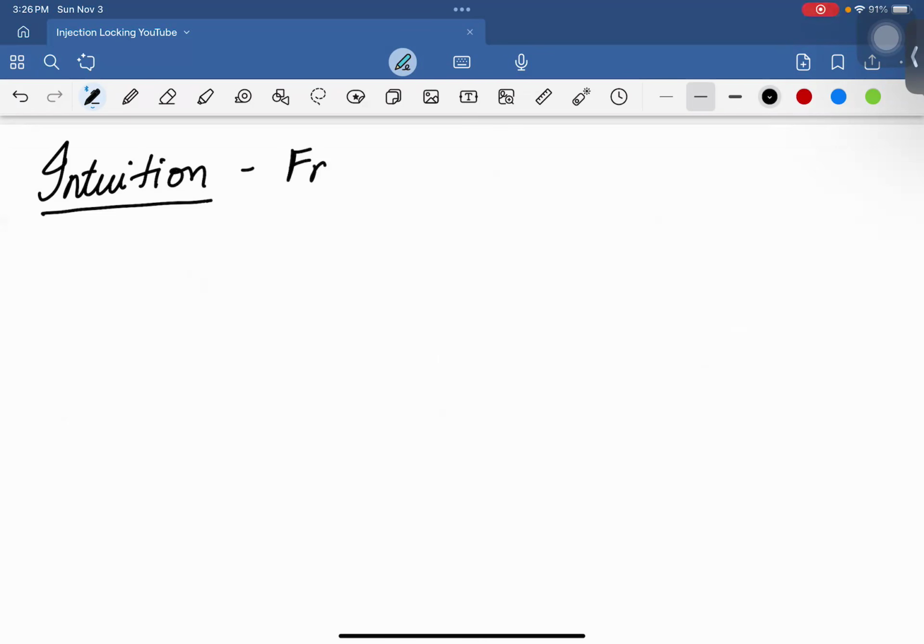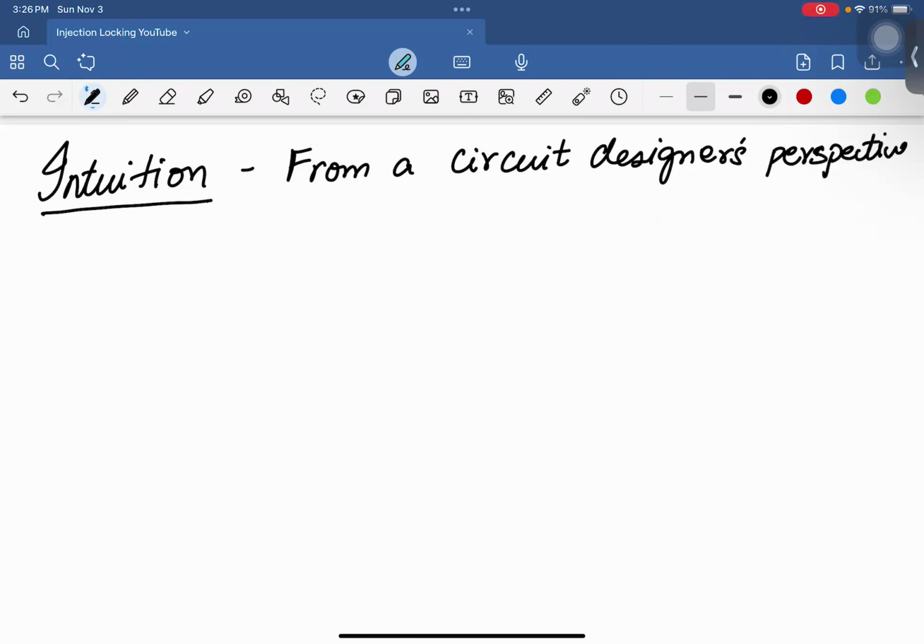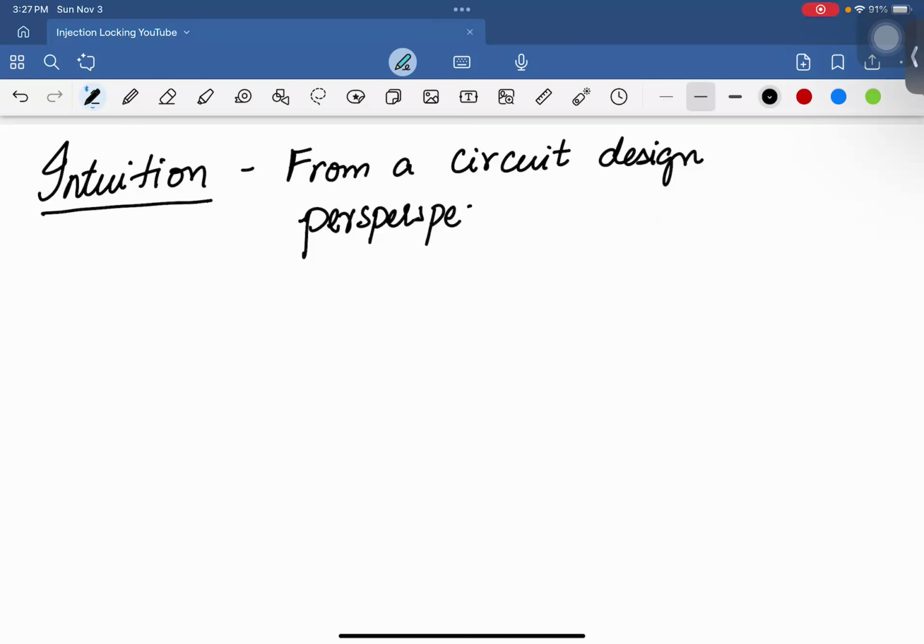So this is the intuition from a circuit designer's perspective. And I'll leave a reference in the description for a paper, I guess, where you can kind of get the basic ideas. Although I do give a slightly different maybe description, but from a circuit design perspective.